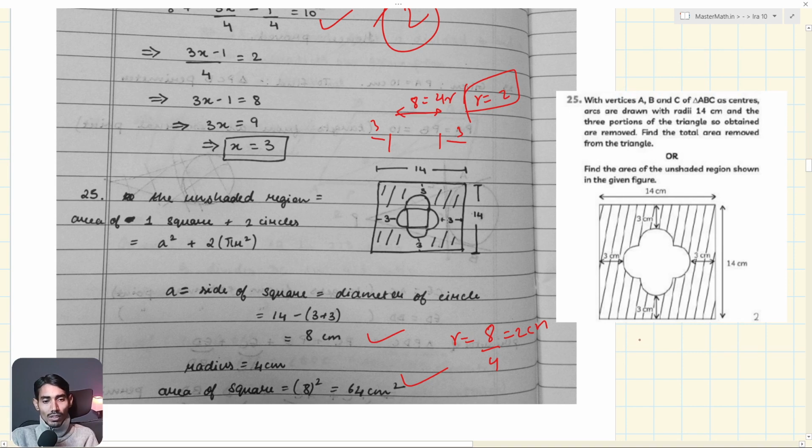So, this whole thing is 14. This is 3. This is 3. This is 8. And if you notice, what is this? This would be the square. And the square side is basically 2r. And this is r. This is 2r. This is r. So 4r is equal to 8. And then r is 2. And then the rest of the things follow. How did you get it? You got it right?